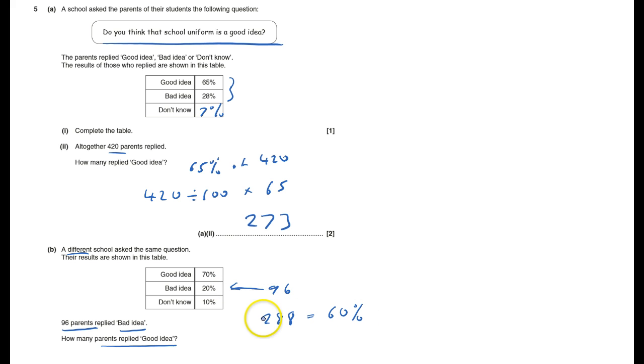We want 70%, so we need to find out what 10% is. Take my 96, divide it by 2, that'll give me 48. So this bit here is 10%. That's 60%, so I have to add up those two, and that gives me 336 as the number of parents who replied, good idea. That's done.